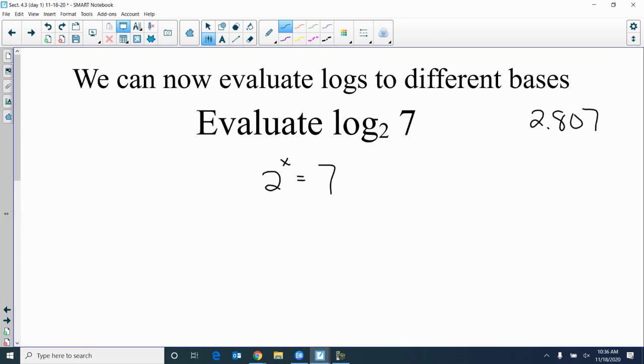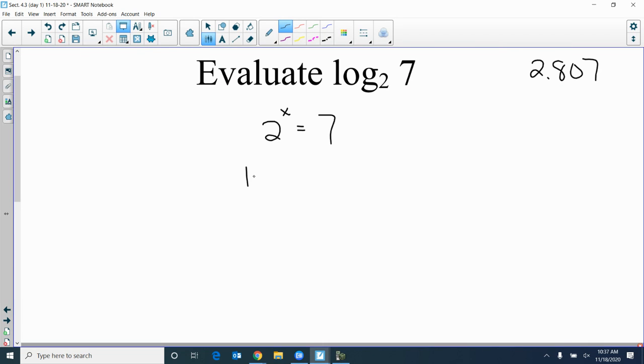All right. As long as you do the same thing on each side, your equation will be equivalent to what you started with. So if I could divide both sides by 10, multiply both sides by 4, square root both sides, I'm going to take the log of both sides. Okay? So I'm going to say the log of 2 to the x has to equal the log of 7.